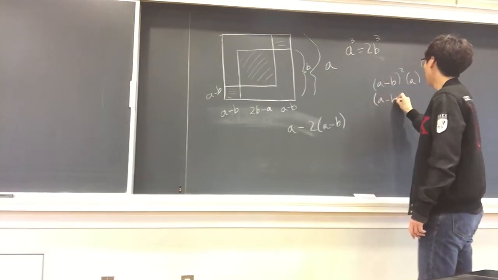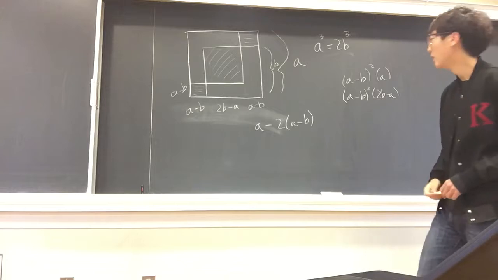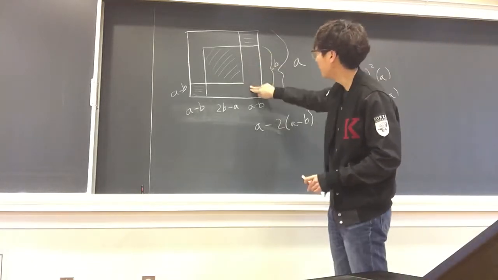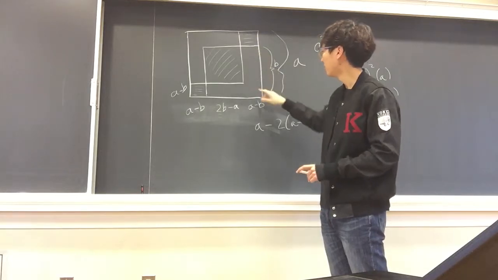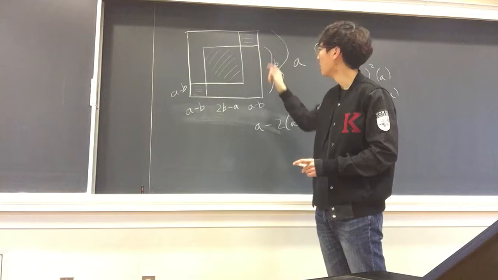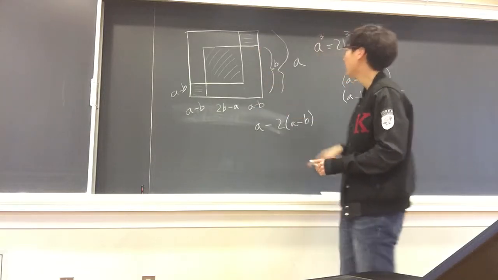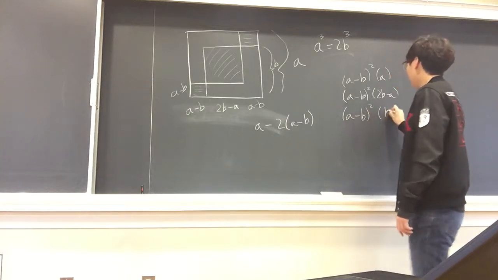So a minus b squared, 2b minus a. And then lastly, this space has the same height, a minus b, because it's on the same space of just being that difference between the smaller cube. So a minus b, b, and a minus b again. So a minus b squared times b.